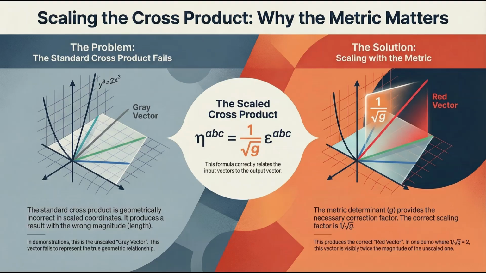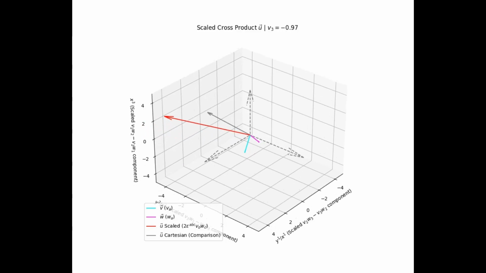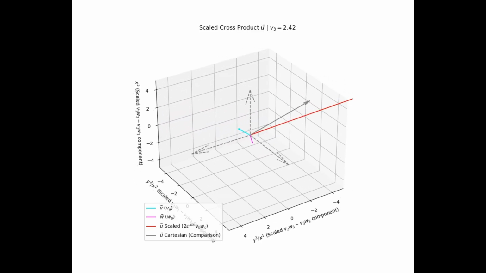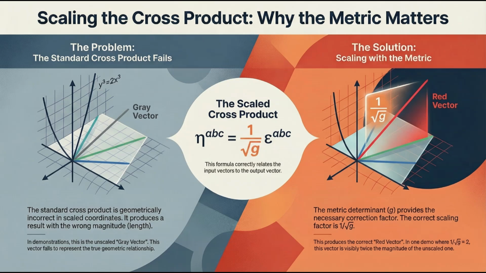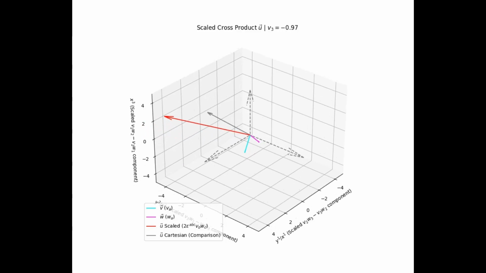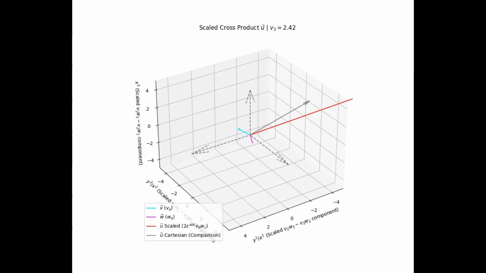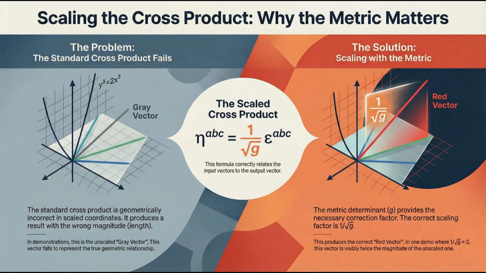And finally, this step is absolutely non-negotiable for making sure everything is geometrically correct. The visualization in the sources makes it super clear. The correct scaled cross product, that's the red vector, is visibly twice the magnitude of the standard unscaled one. It's proof that we've successfully accounted for the distortion in the new system. Incorporating the metric determinant is truly the only way to guarantee your vector operations stay accurate after a coordinate transformation.